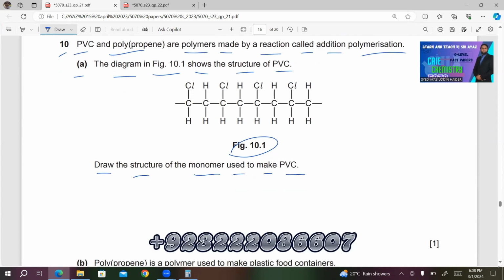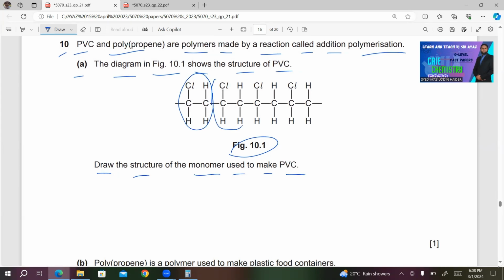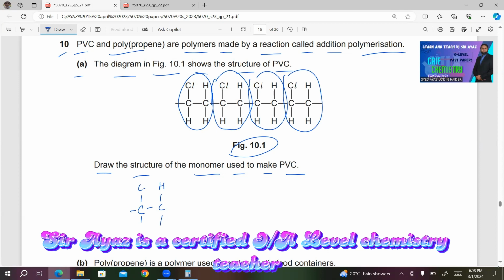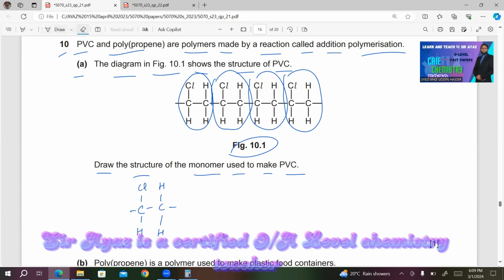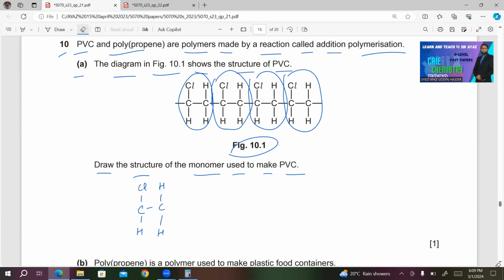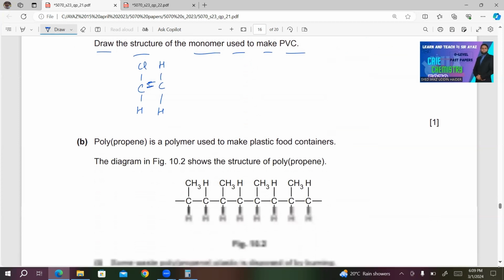Now I'm going to pick the repeat unit. You see, these are the repeat units. Repeat unit number 1, repeat unit number 2, repeat unit number 3, repeat unit number 4. These are all the same. So I'm drawing the repeat unit here. Only one repeat unit is enough to draw the monomer. We are almost there. Now, to make the monomer, erase the bonds on the right and left-hand side and make a double bond in the middle, between the two carbon atoms. This will be the monomer used to make PVC.